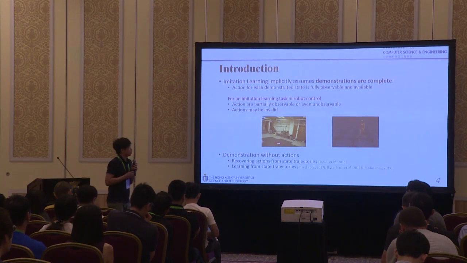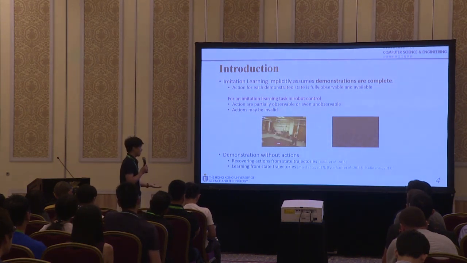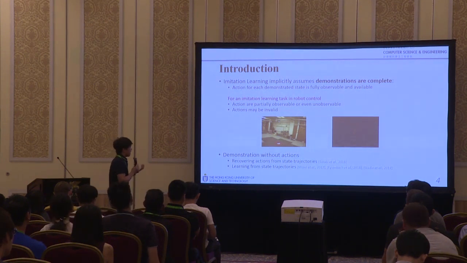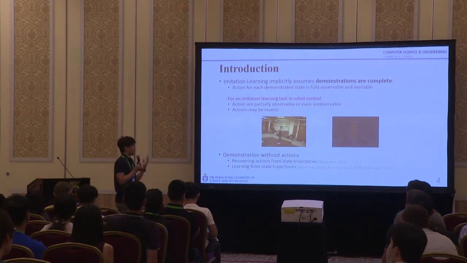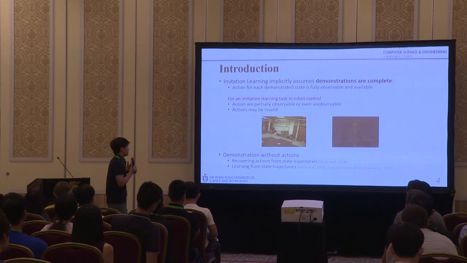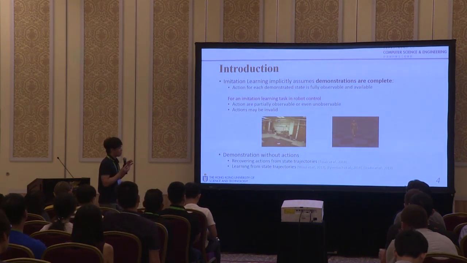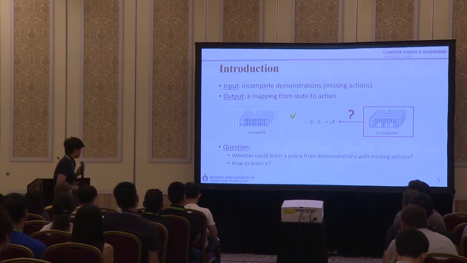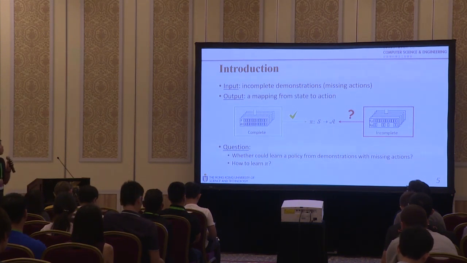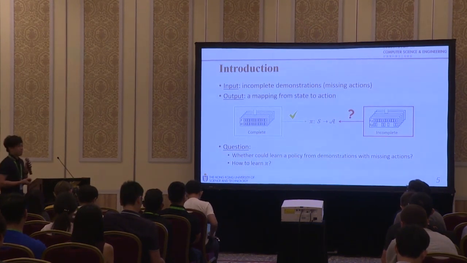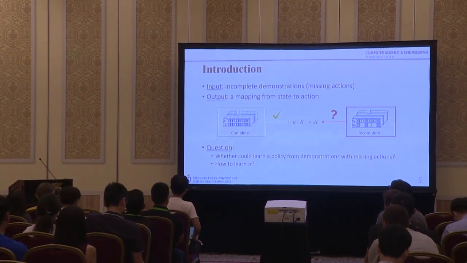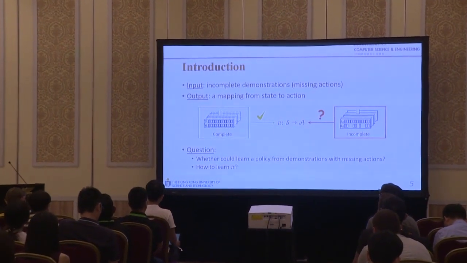There are some studies which focus on how to derive policies from demonstrations without actions, by trying to recover actions from the state vectors so that we get complete demonstrations, or by trying to learn from observations. But they mainly focus on very specific areas. So in this paper, we want to solve this problem in a very general scenario: under which conditions can we find a policy from incomplete demonstrations, that means, from demonstrations with missing actions.